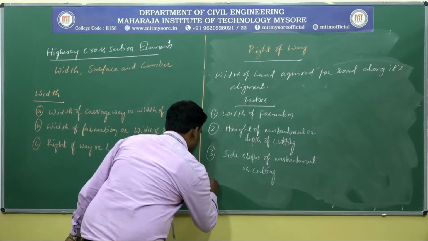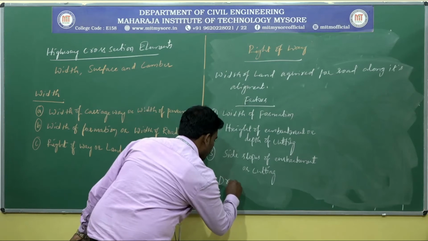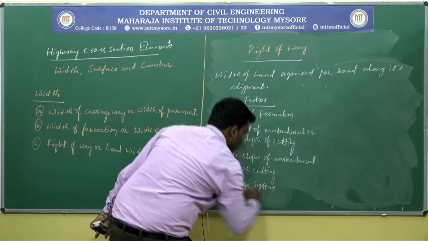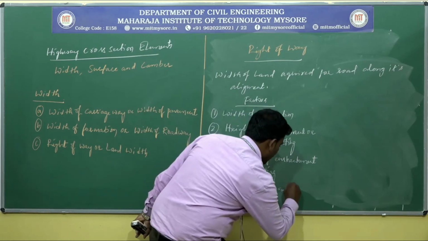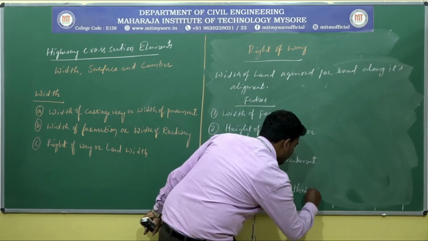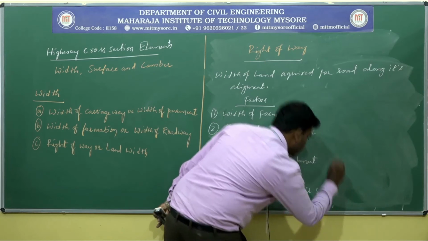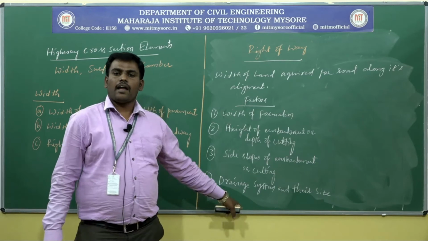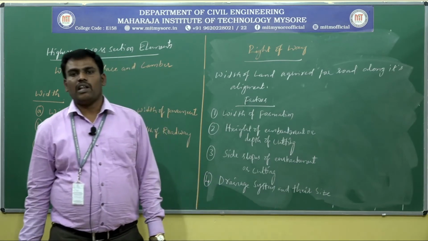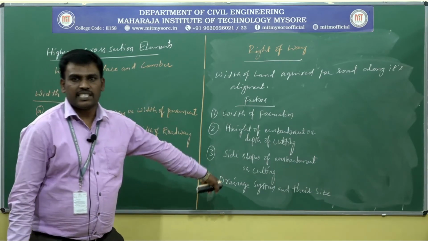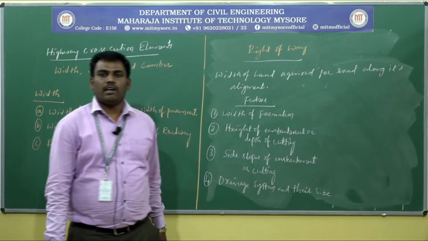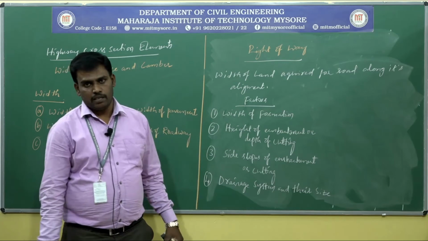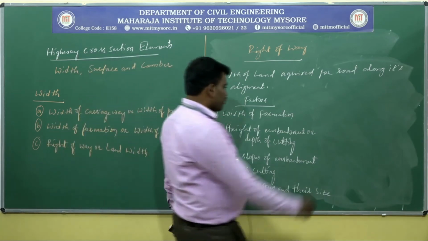And the fourth one is the drainage system and its size. It will depend on the amount of rainfall and topography. The drainage system and its size will depend on the amount of rainfall in the respective area as well as topography. Is it clear?